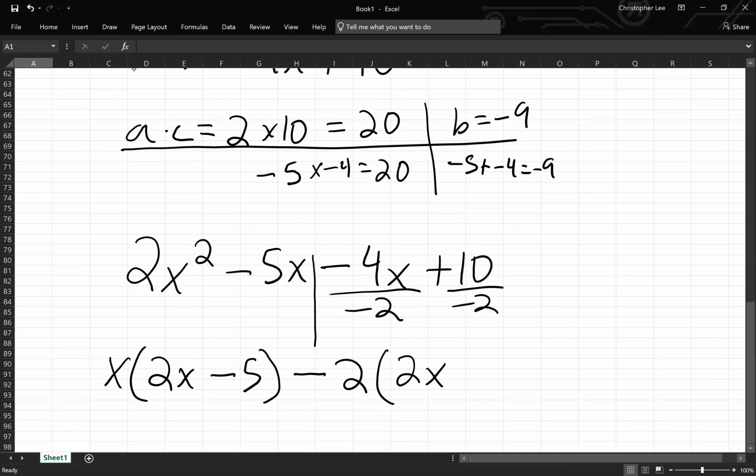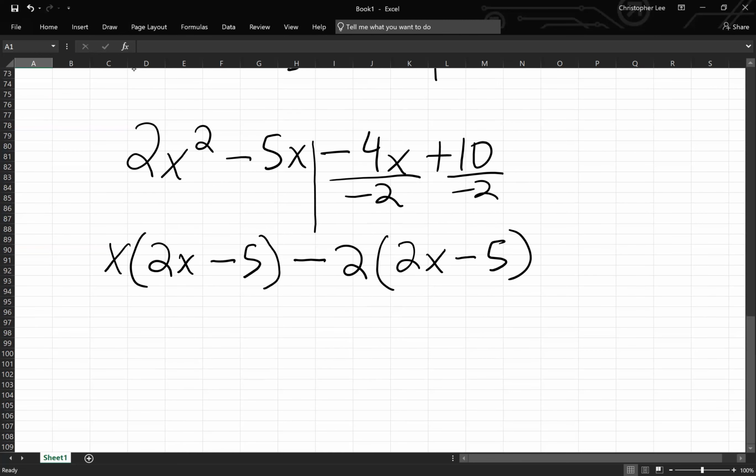2x minus 5. Greatest common factor one more time: they have a 2x minus 5 in common. I'm going to factor that out. And then what's left over? The x minus 2. And then that's it. Let me take a picture of this. Sure, no problem.